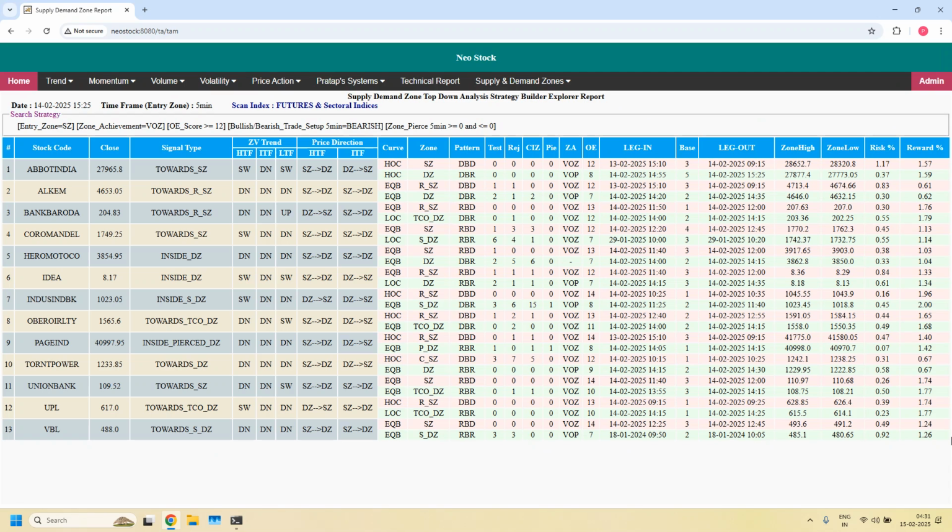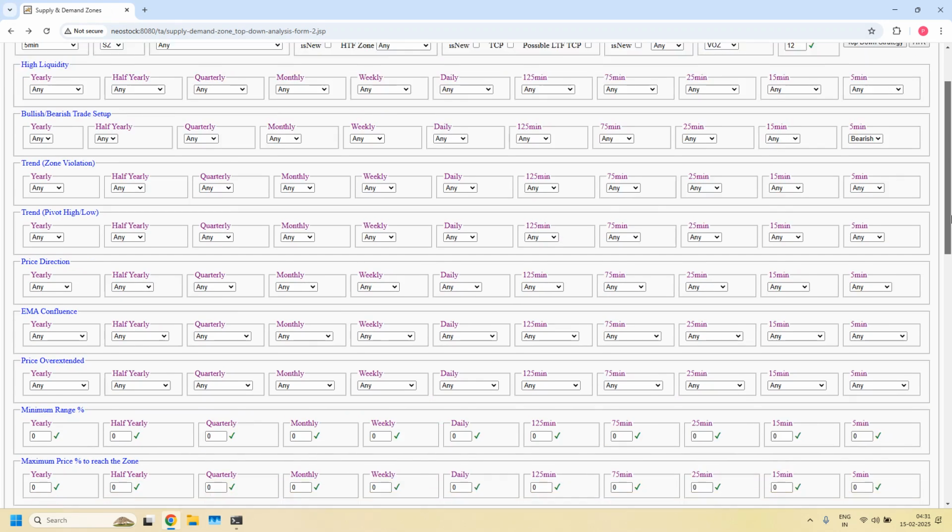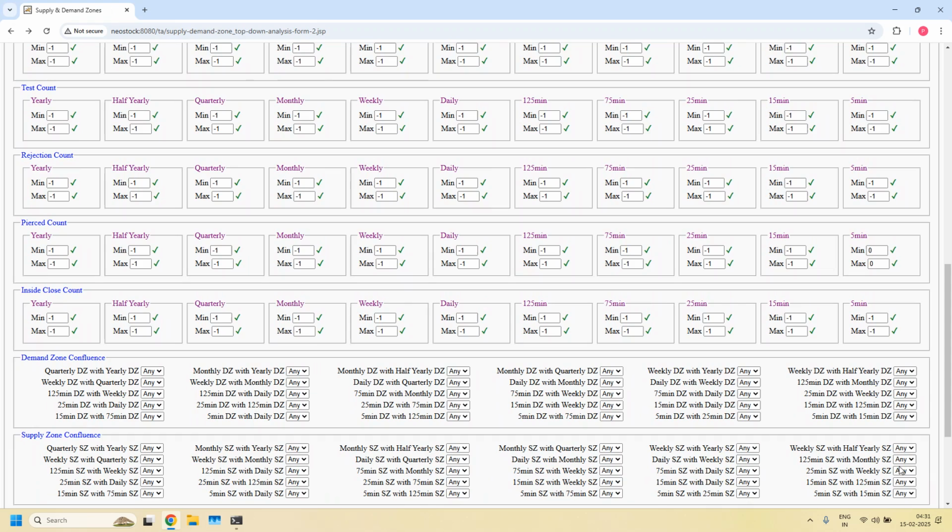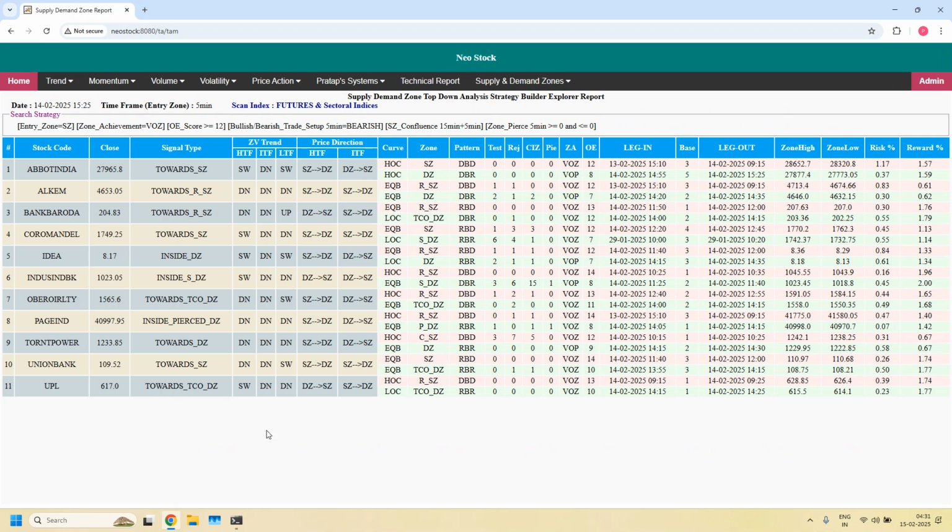Entry time frame zones are 5 minute supply zones. Out of these 13, how many 5 minute supply zones are having ITF confluence? That is with 15 minutes and 5 minute supply zone confluence. Let us set that filter in the supply zone confluence. That is 5 minute supply zone with 15 minute supply zone confluence. Enable the filter. With this filter, out of 13, we got 11 stocks. In these 11 stocks, 5 minute supply zones are overlapped with 15 minute supply zone.